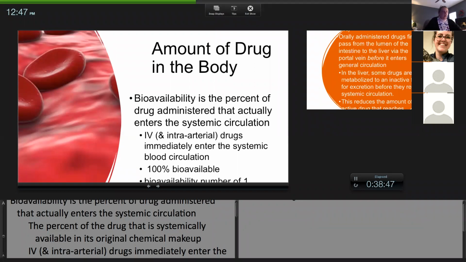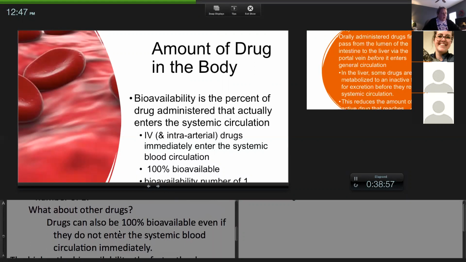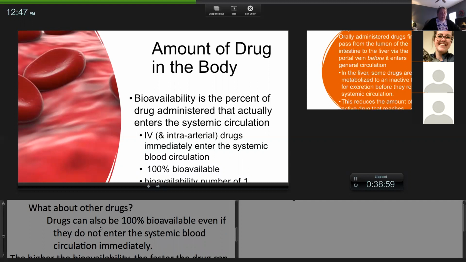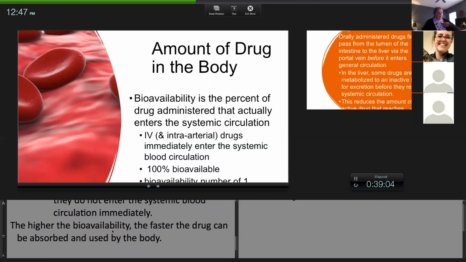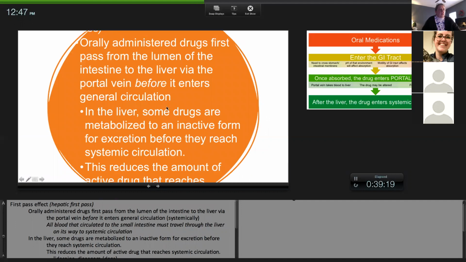If we talk about a bioavailability number, something that's fully bioavailable has a number of 1. Other drugs can potentially be 100% bioavailable, even if they don't go in the bloodstream. But the higher the bioavailability, the faster the drug is going to cause an effect, because the faster it's absorbed. I'm sorry these slides look weird. I don't know what's going on with my PowerPoint.